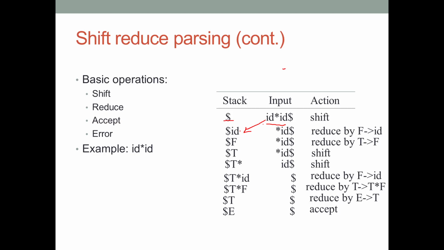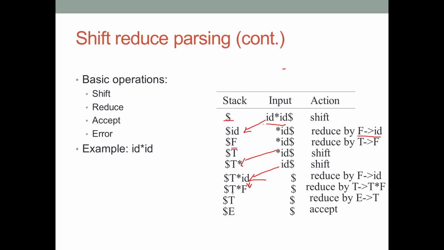Next we have a production to reduce, that is f tends to id. So this id is reduced into f. Next, again f is reduced into t, that is f is replaced by t. Then star, we are shifting the star onto the top of the stack. Then id again we are shifting onto the top of the stack. Then this id is reduced into f.